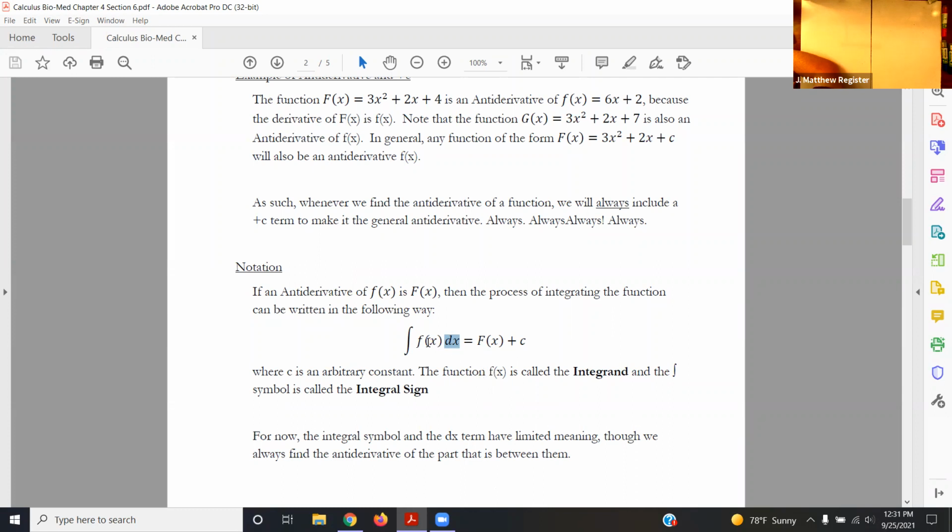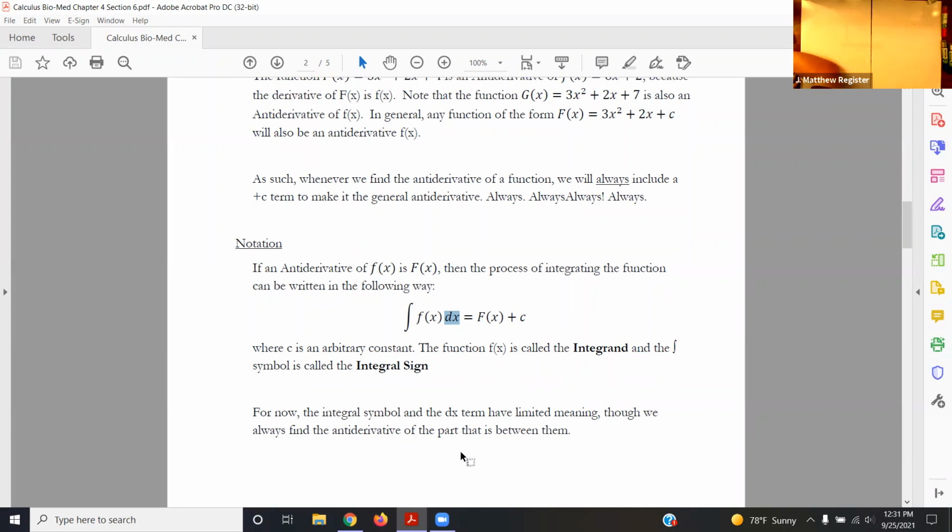The function f of x, this inside part, is called the integrand. And yeah, like I said, for now, we're not going to stress what the integral symbol or the dx means. Once we get to Riemann sums next chapter, we will.